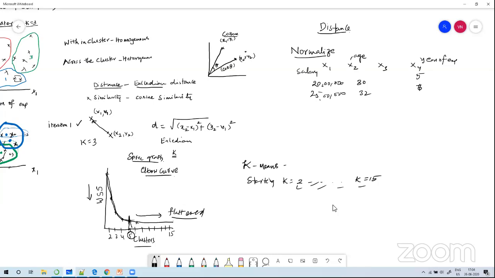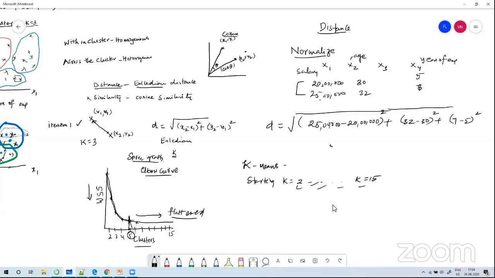Now, how do you compute the distance between these two observations? 25 lakhs minus 20 lakhs on this dimension, whole square, plus 32 minus 30 whole square, plus 7 minus 5 whole square, and you take the square root of this. So this is the Euclidean distance between these two observations. Now, if you look at this, it is almost like 5 lakh square plus 2 square plus 2 square.